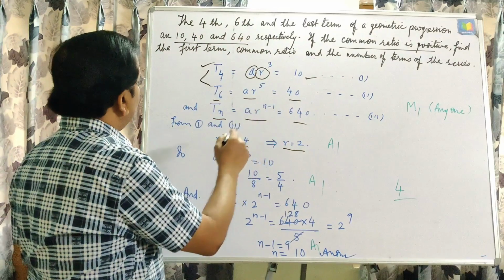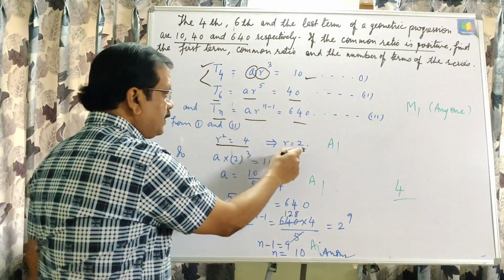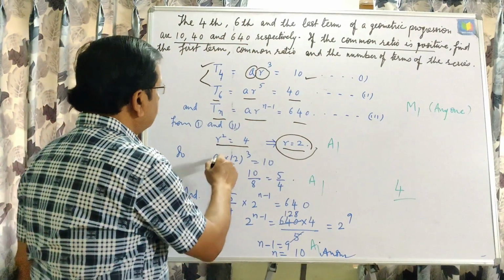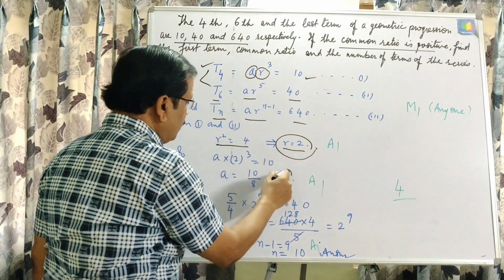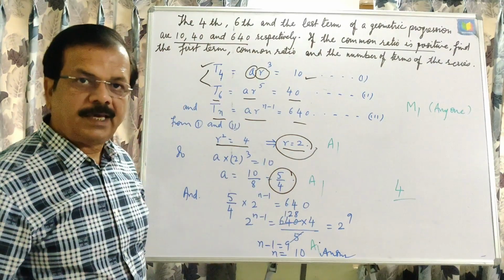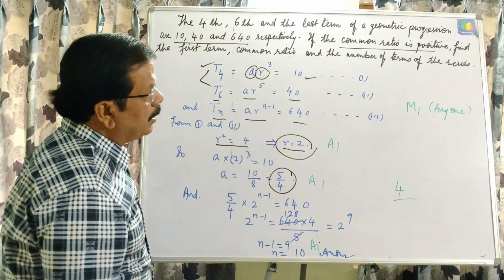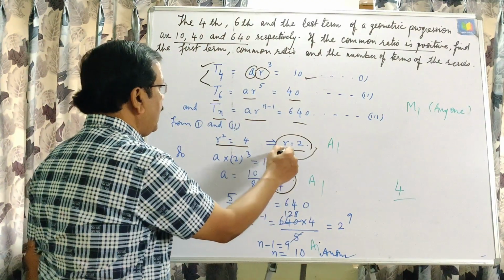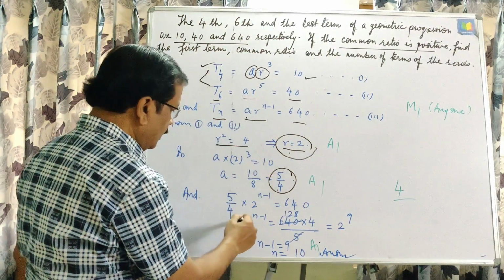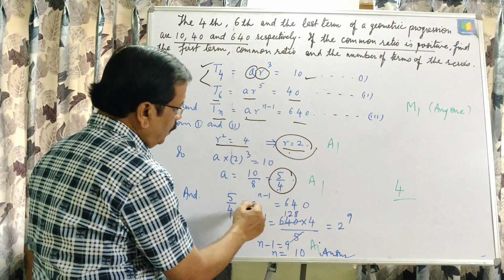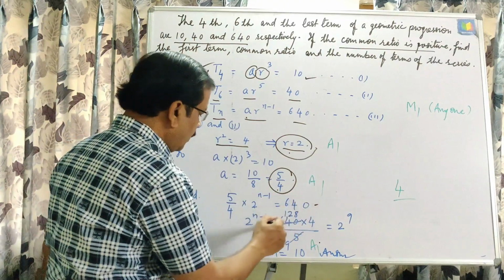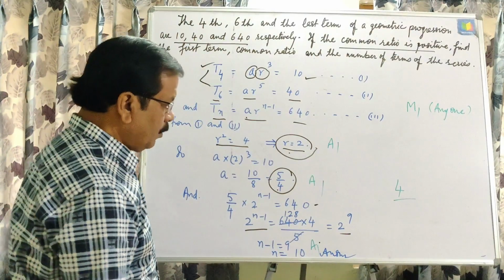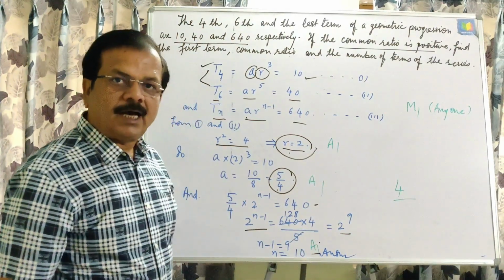Okay, then find the first term. After substituting this value of R, we can get A is equal to 5 upon 4. Okay, ultimately we have to find the number of terms of the series, and that is why substituting the values of A and R in the third equation, 5 upon 4 into 2 to the power n minus 1 equals 640, 2 to the power n minus 1 is 2 to the power 9, n is equal to 10. Okay, this is the answer.